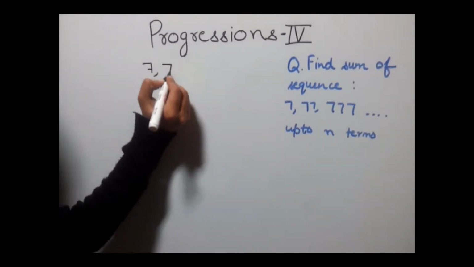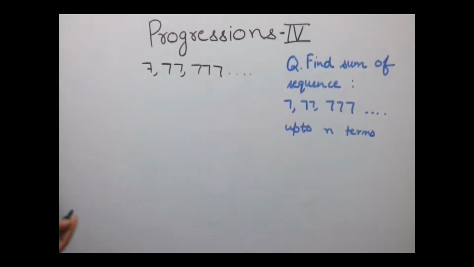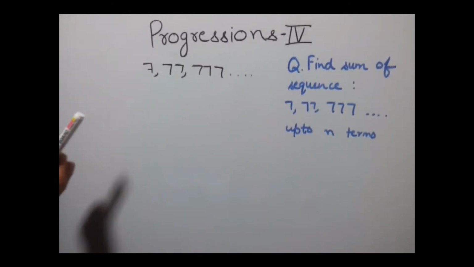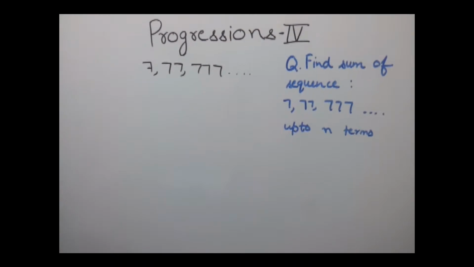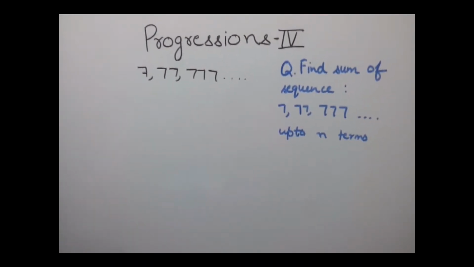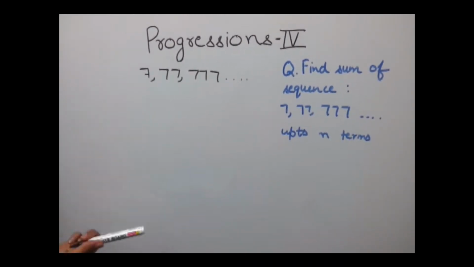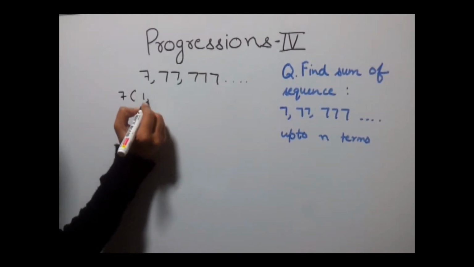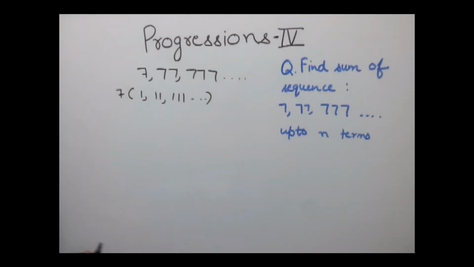Our series is 7, 77, 777 and so on. One thing can be noticed: all the terms in this series are multiples of 7. As they are multiples of 7, this series can be converted into a GP. For converting this into a GP, our first step is to take 7 common from all these terms, which gives us 7 times 1, 11, 111 and so on.